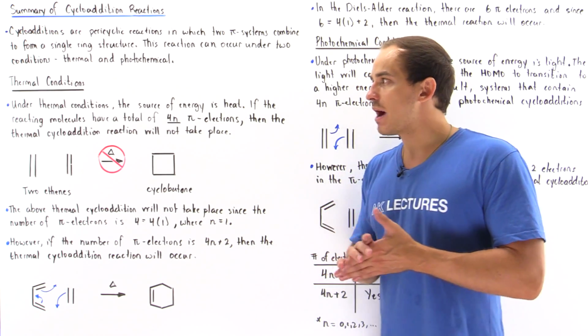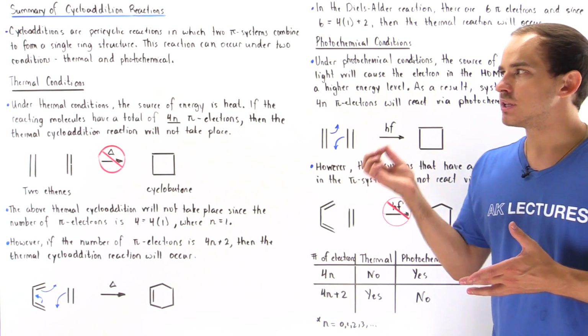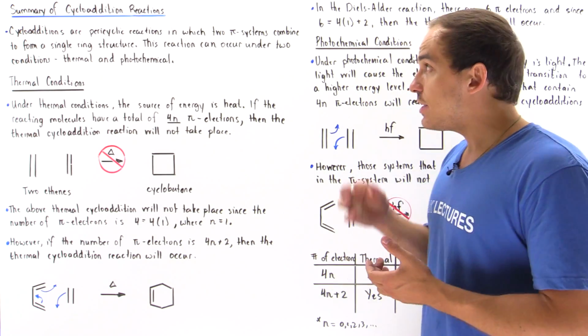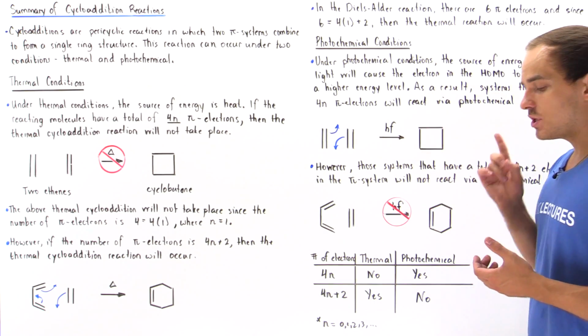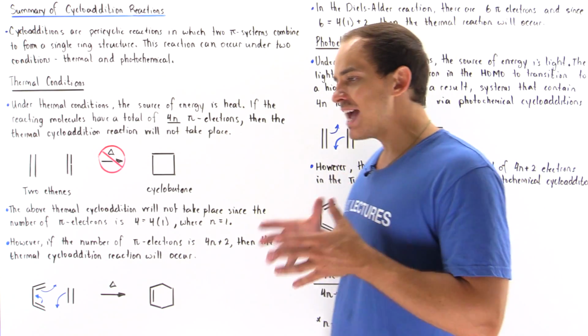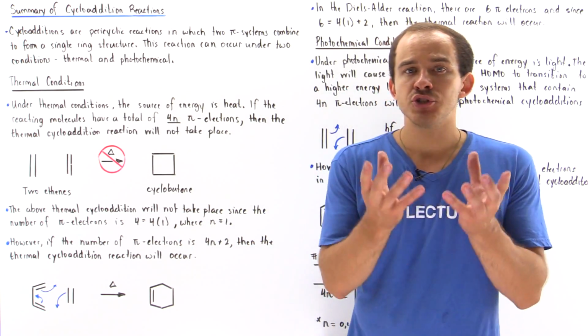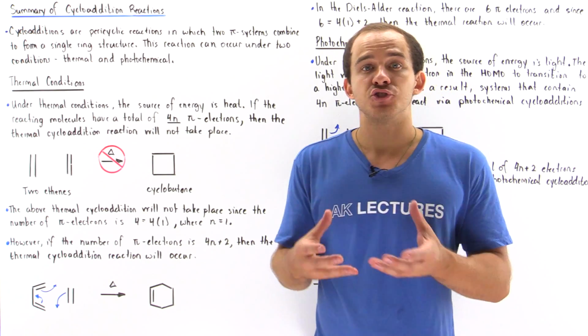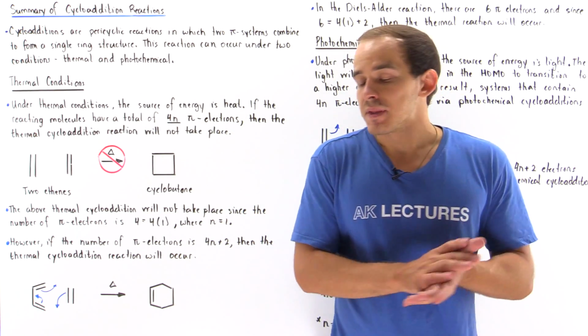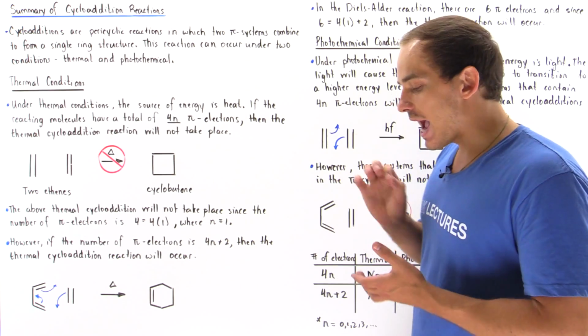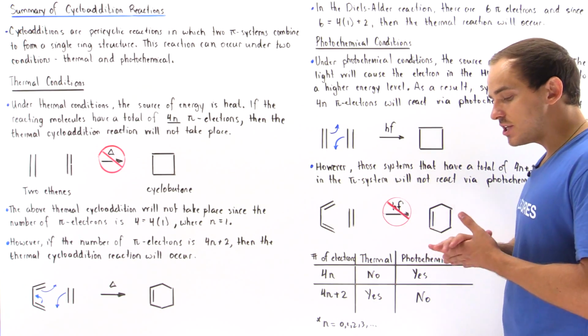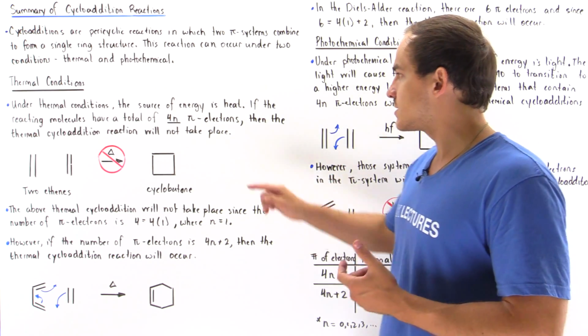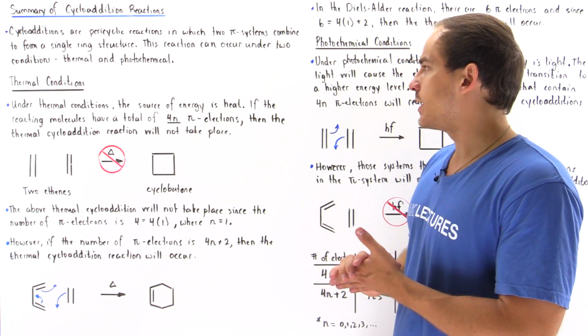Let's begin by recalling what a thermal condition is. A thermal cycloaddition reaction is a cycloaddition reaction in which the energy source is heat. The energy comes from heat. Now, in a thermal cycloaddition reaction, we can generalize the following two important points.